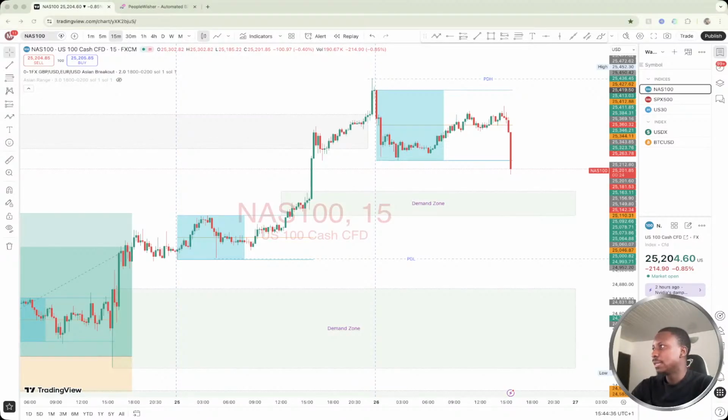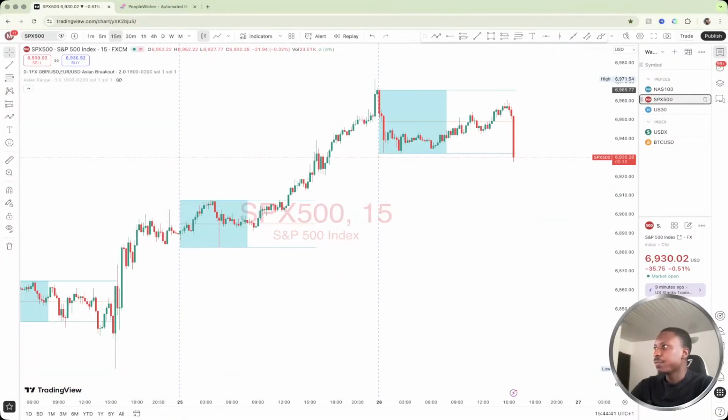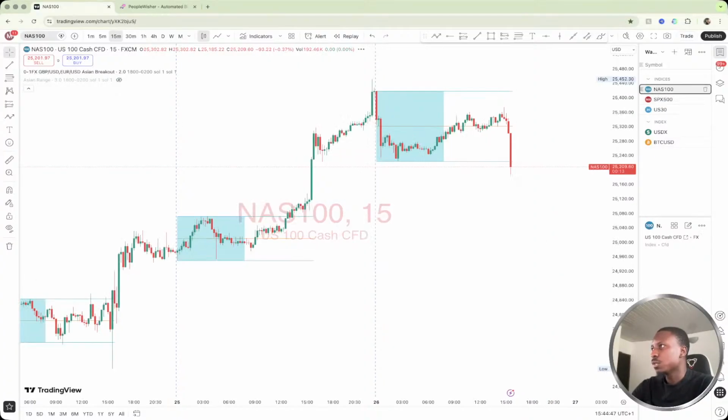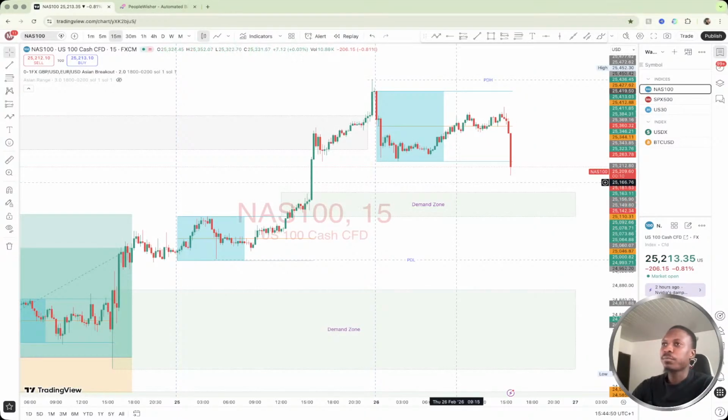Let us wait 23 seconds. Let's check on S&P 500. S&P 500 on the other hand is already also below the Asian range, and NASDAQ too is trading below the Asian range right now. So let's see. 3, 2, 1. All right. So the first 15 minutes candle is officially over. Now another 15 minutes candle is starting, and let's see where they want to go.